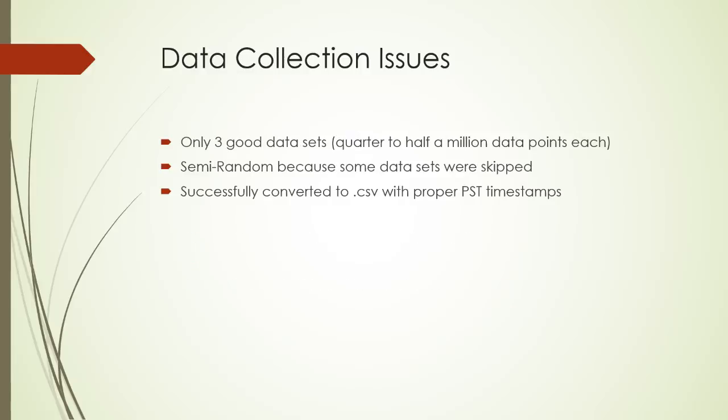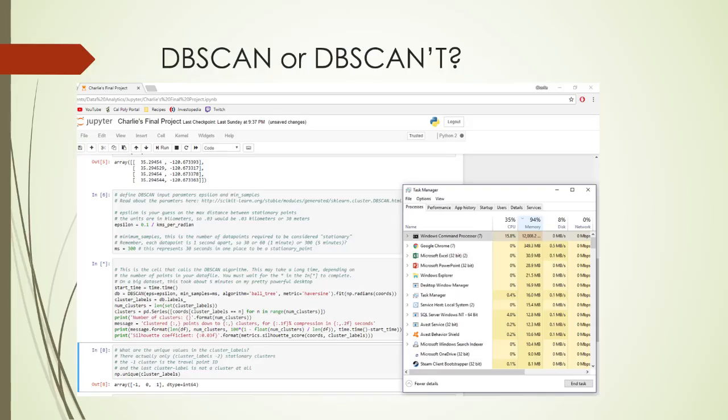So right off the bat, there were some data collection issues. It turns out there were not a whole lot of good data sets that had both weekdays and weekends in their data sets. Most of them were just on weekdays. So I had to semi-randomly choose 3 good data sets instead of just doing a straight up random number generator. Those were successfully converted into .csv files with the proper PST timestamps though, so that was good.